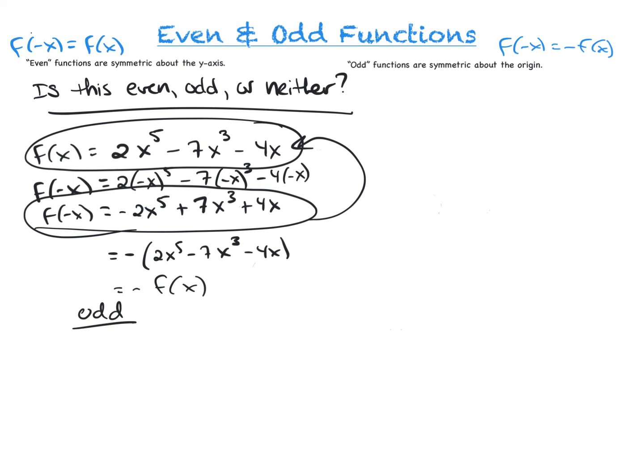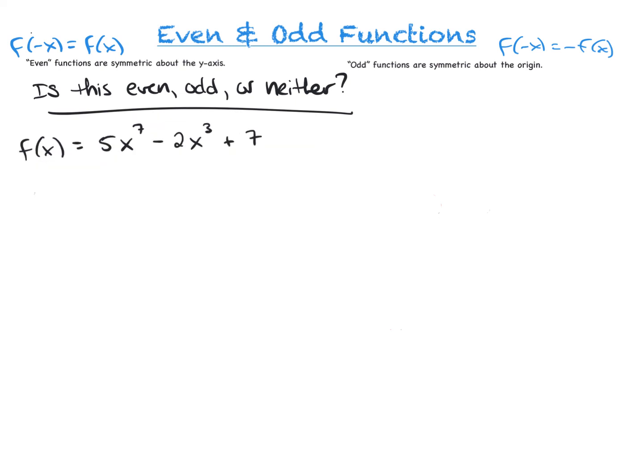Let's try one last one. Let's determine if the function f of x equals 5x to the seventh minus 2x to the third plus 7 is an even function, an odd function, or neither. And testing for both even or odd is the same. Plug a negative x everywhere where we see an x. So this will be 5 times negative x to the 7th minus 2 times negative x to the 3rd plus 7.